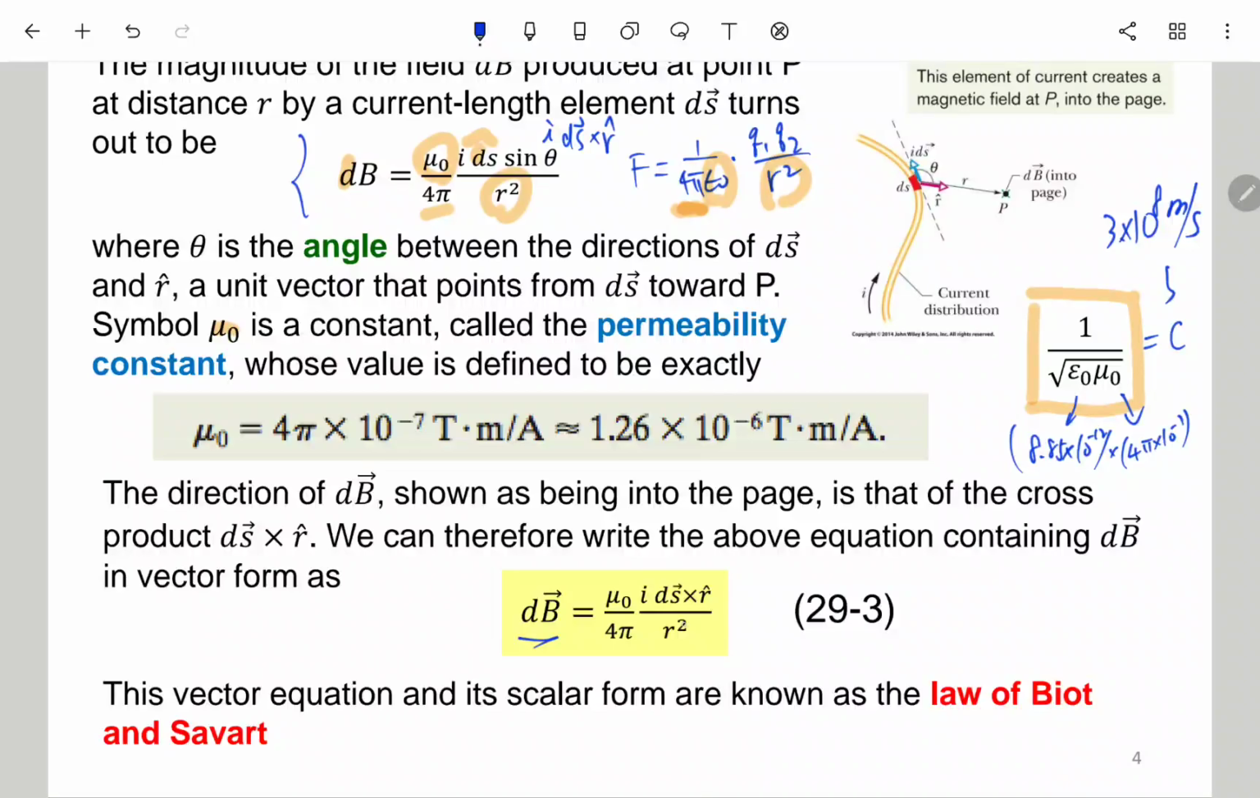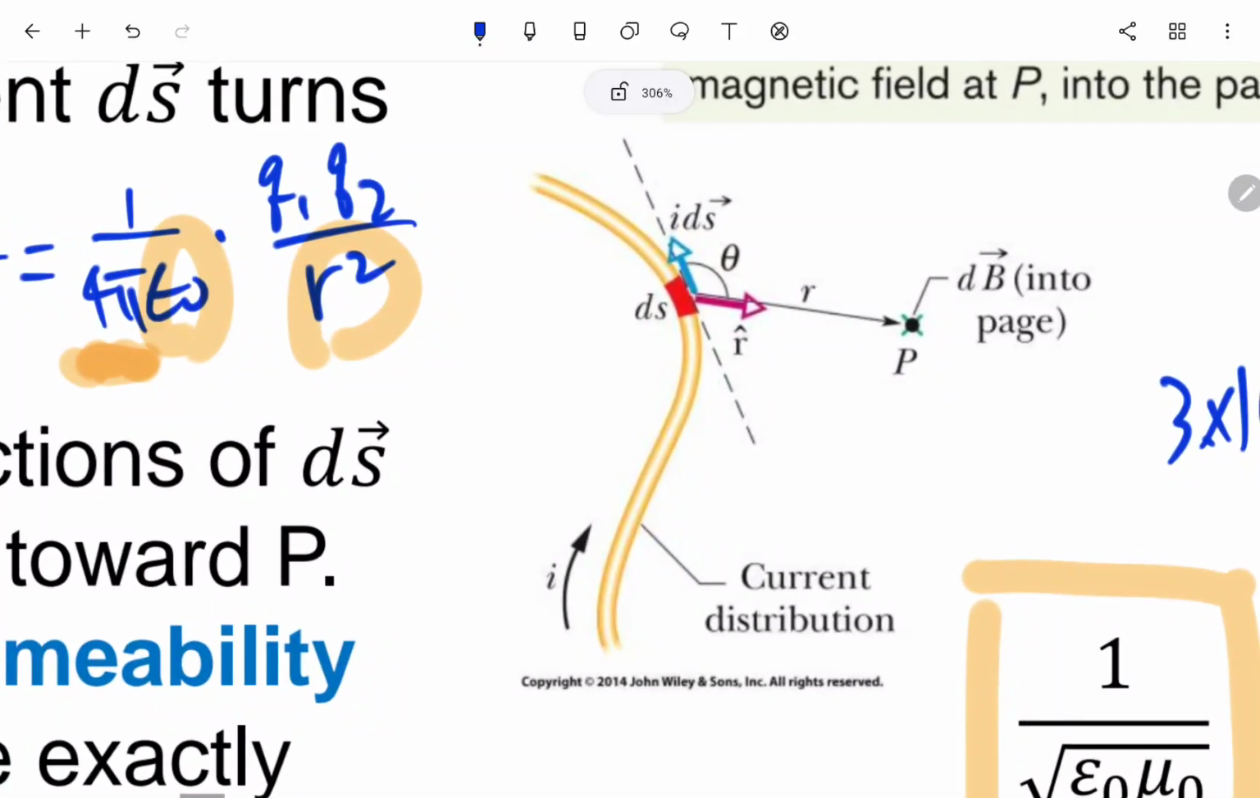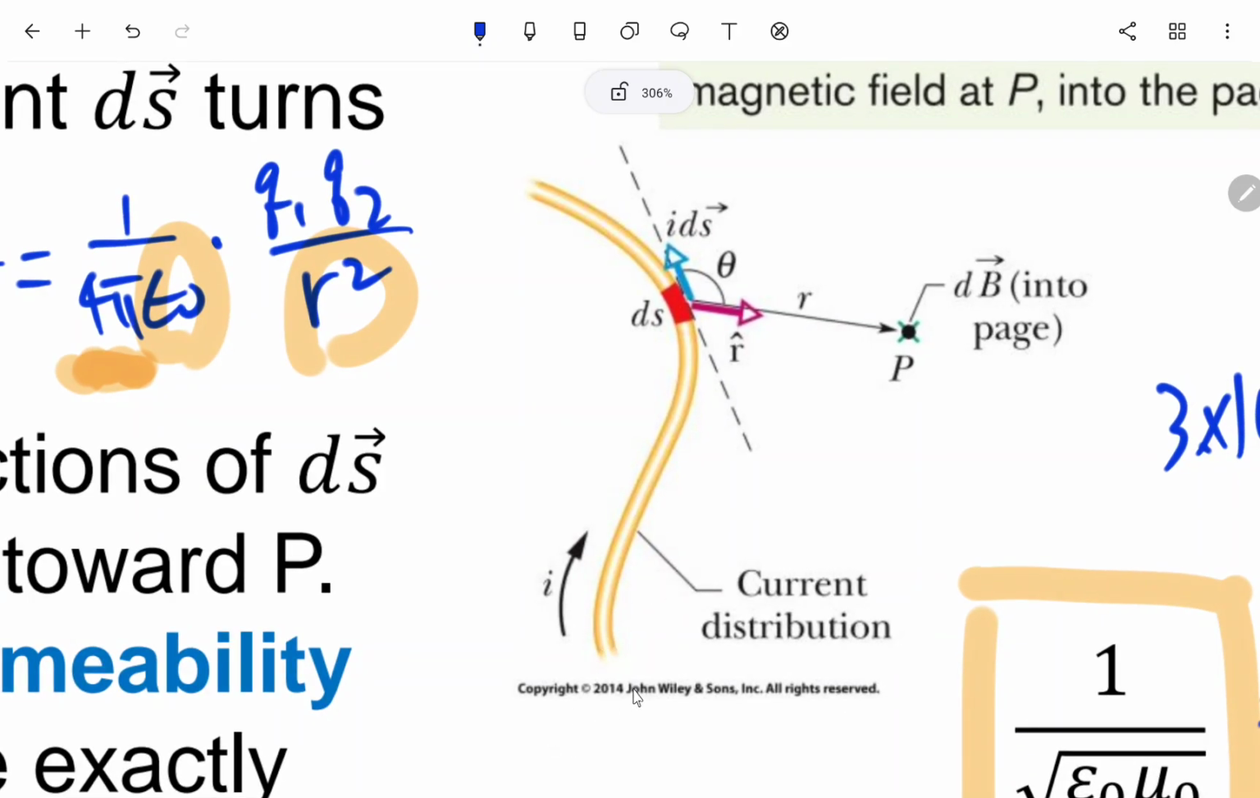Okay, so if we like to write this one into a vector form, actually it will be like dB vector equals mu 0 over 4 pi, and then r square, and then I times ds cross r hat. So how do we understand this ds cross r hat? Here is the graph. Suppose we have a current. It is not a straight line, so in that case we need to separate this current into many segments. For this one, we have the ds vector.